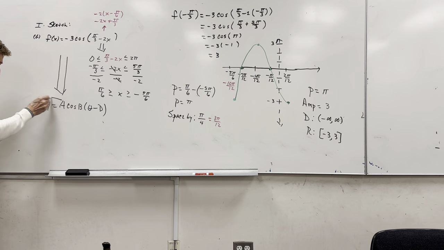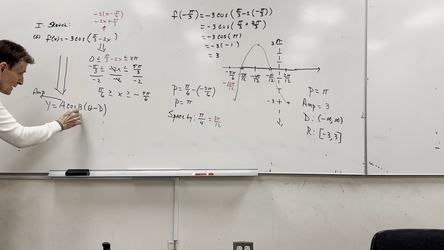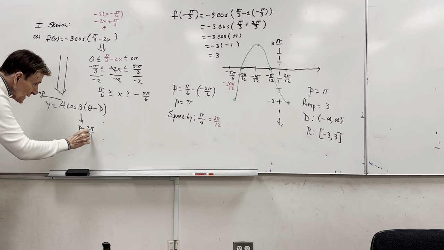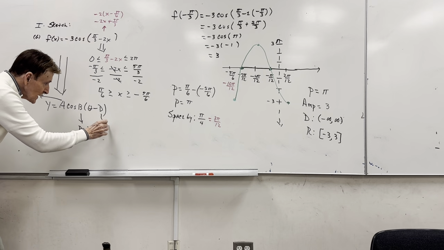The A is what? The amplitude? Uh-huh. And I think I gave you something with the B here. The B is on the period, if you know what the B is. The period is equal to what? 2 pi over B. And this is what they call a phase shift. We call it a horizontal shift. Phase shift.